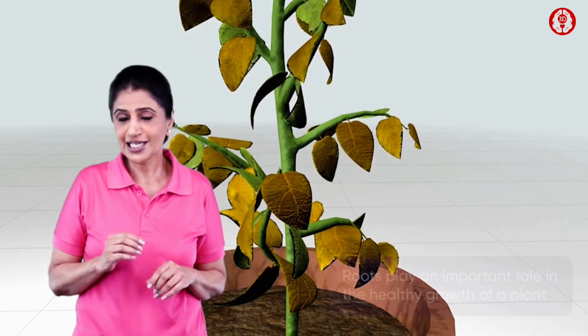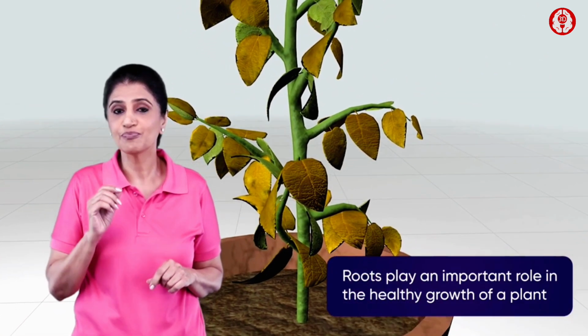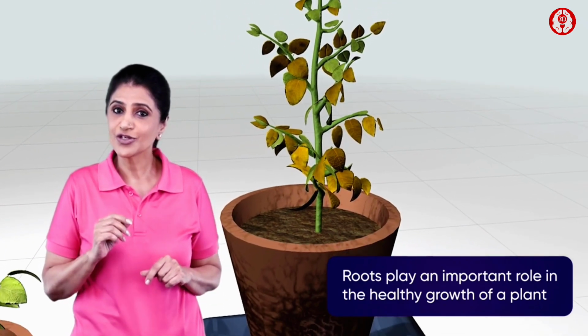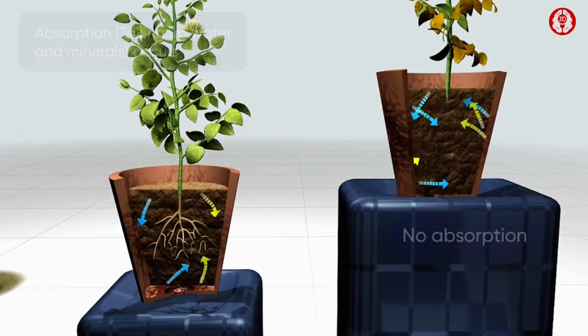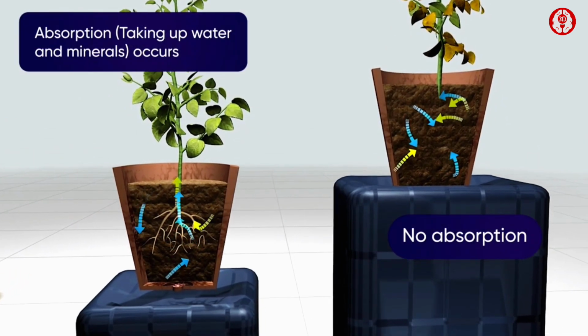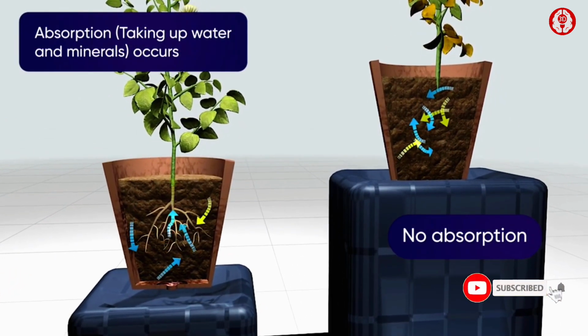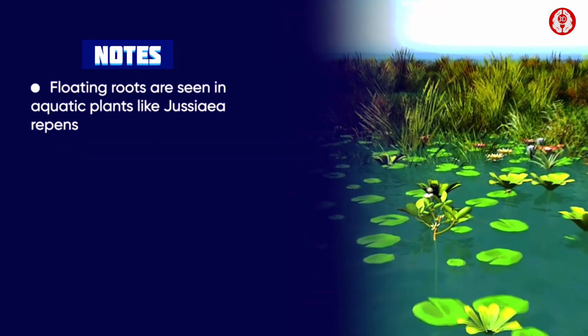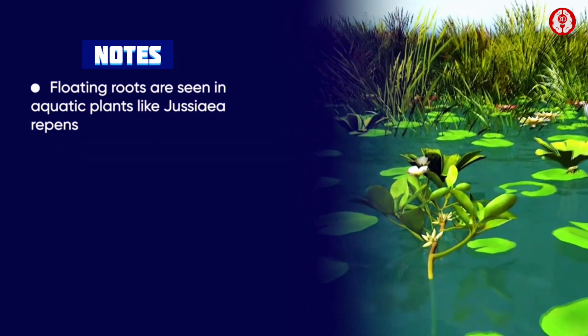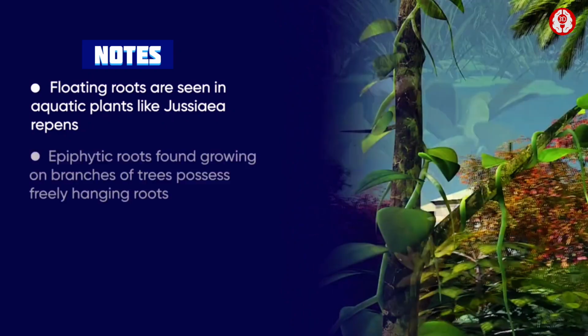This experiment clearly shows that roots play an important role in the healthy growth of a plant. They help in absorbing water and dissolved minerals from the soil, which is conducted to different parts of the plant through the stem. Floating roots are present in aquatic plants like Jussiaea repens.